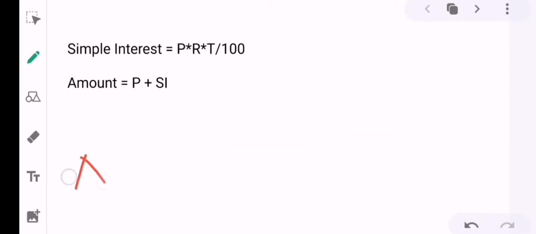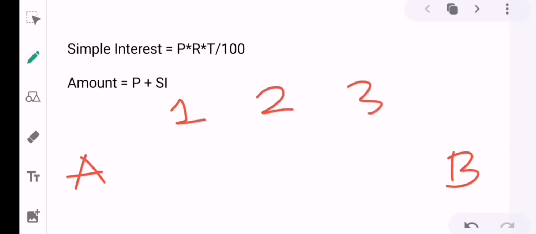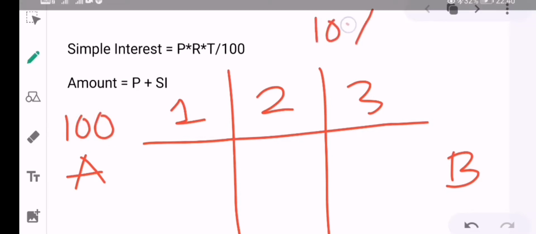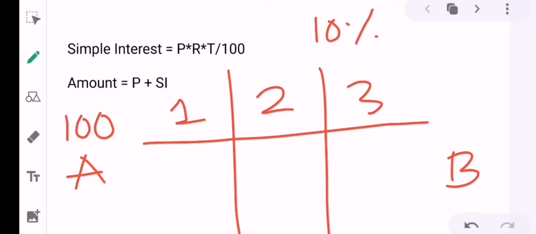Let's take this same guy A and B. For the first year, this is the second year, this is the third year. We are going to take the same 100 rupees in two types. So the principal is 100. The rate of interest is 10%. I'm going to write it here. This is the time: 1 year, 2 years, and the third year. And we are going to make two tables to find out the differences between simple interest and compound interest.